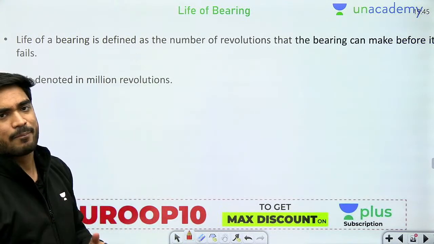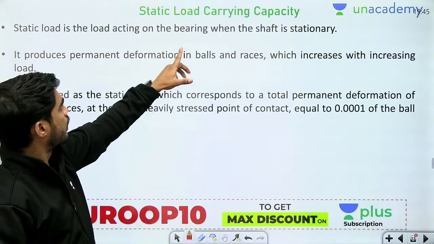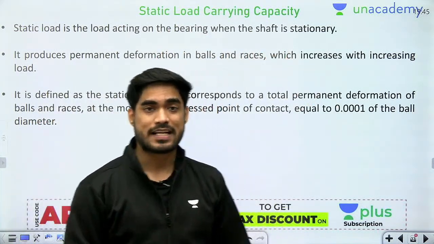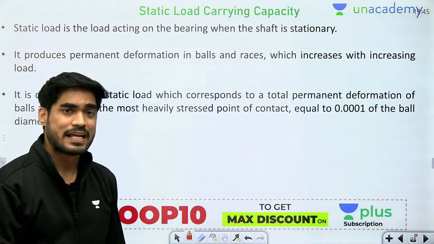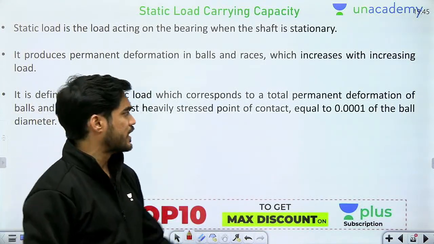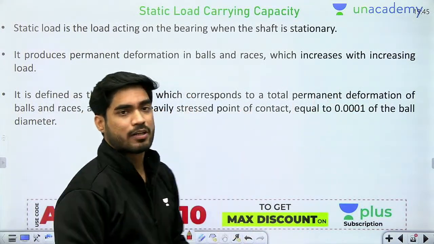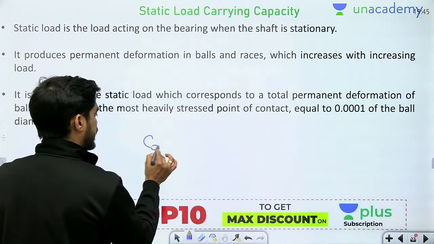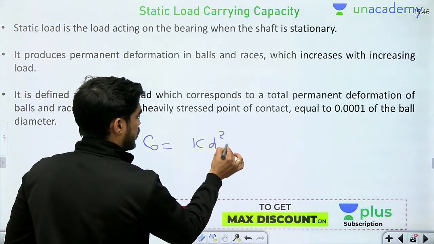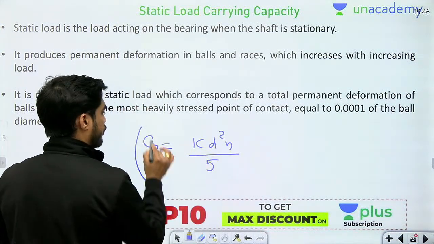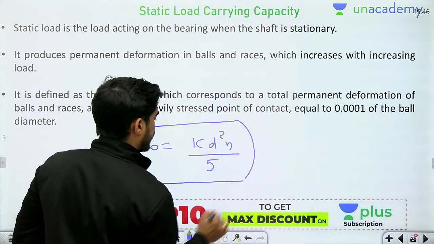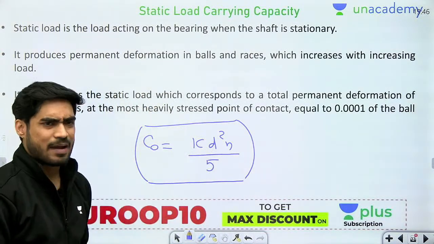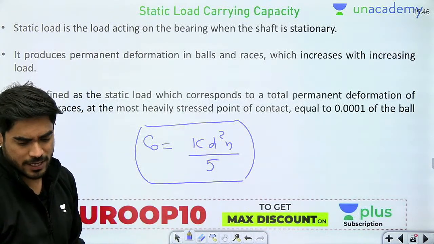So beta, the first parameter is static load carrying capacity. What is static load carrying capacity? It is the static load at which permanent deformation is 0.0001 of the ball diameter. And what was the equation of static load carrying capacity? C0 equals K into D square N by 5, where C0 is the static load carrying capacity, K is the material constant, D is the diameter of the ball, N is the number of balls, okay?